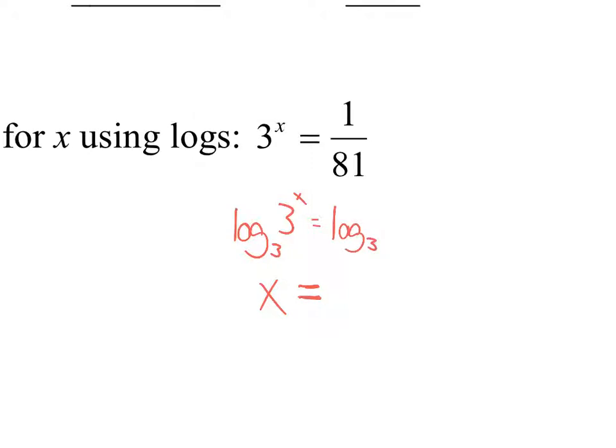Now what is 1 over 81? Can we rewrite that? It's 1 over 9 squared. Huh? 3 to the 4th. It's 1 over 3 to the 4th, right? So that's 1 over 3 to the 4th, which means that it's also 3 to the negative 4th. So what's the log base 3 of 3 to the negative 4th? Negative 4. Okay? So there is our solution for x. Make sense? All right.